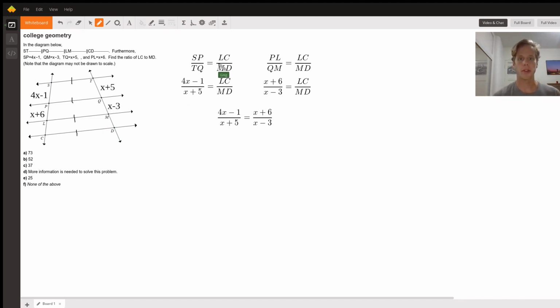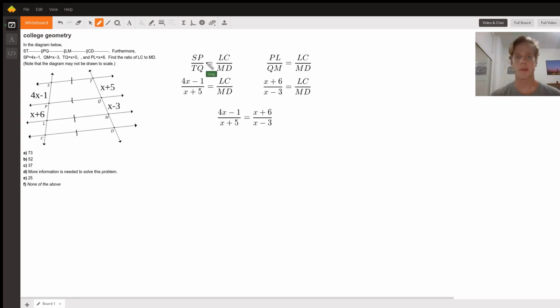So what I did over here on the right is I just kind of wrote it out. So SP is to TQ as LC is to MD. And then also PL is to QM as LC is to MD. All right, because they're all in the same ratio.